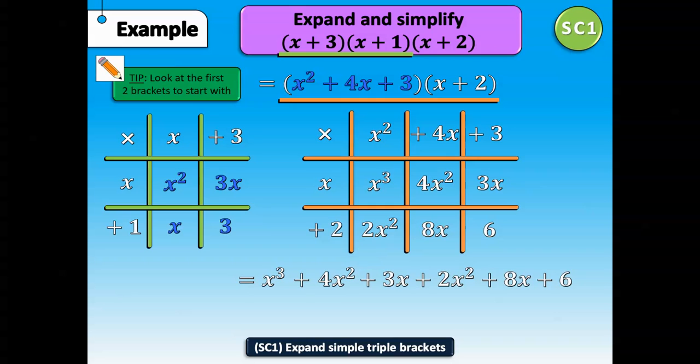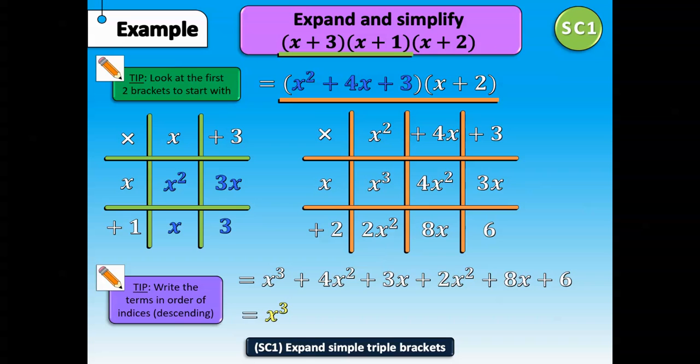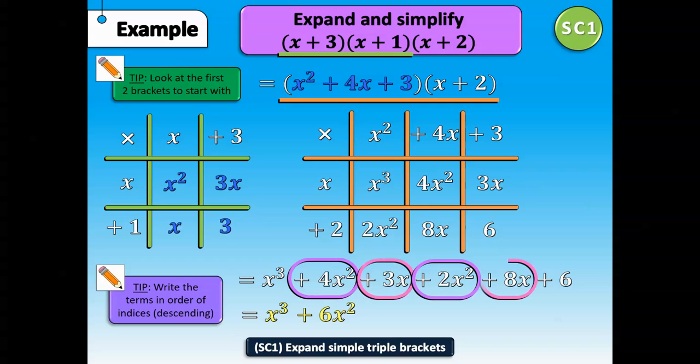And we just need to add all those together. So we've got x cubed on its own. 4x squared plus 2x squared would be 6x squared. 3x plus 8x would be 11x. And we've just got 6 on its own as well. So our final answer is x cubed plus 6x squared plus 11x plus 6.